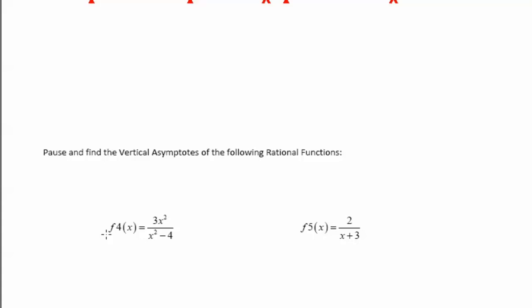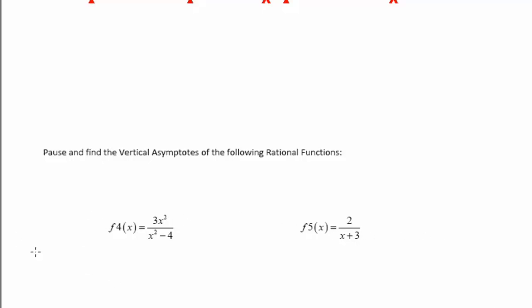All right, let's have you try it too. Here is the first one, F4, and here's the second one, F5. Pause the video and then see if you can find the vertical asymptotes of this one and this one. And maybe just sketch them on a graph, just the dotted lines. That's all you have to do, just sketch the dotted lines, and I'll show you this in a moment. So pause the video now.